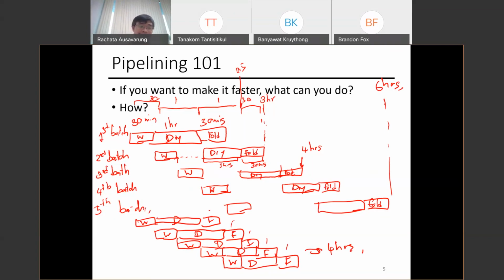So this is the concept behind pipelining, right? Basically, I have a resource that I idle. I have a washing machine that I'm not using, so I can start doing the next batch. Think of the instruction as a batch. Any questions so far with this example?